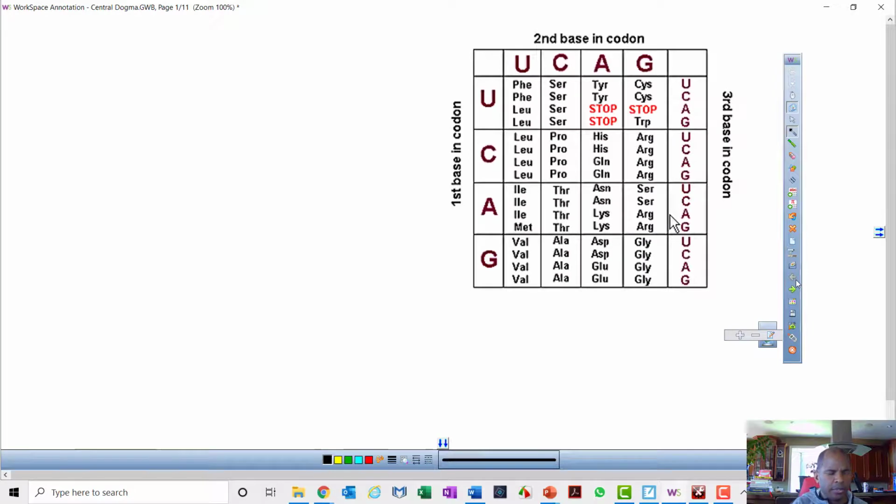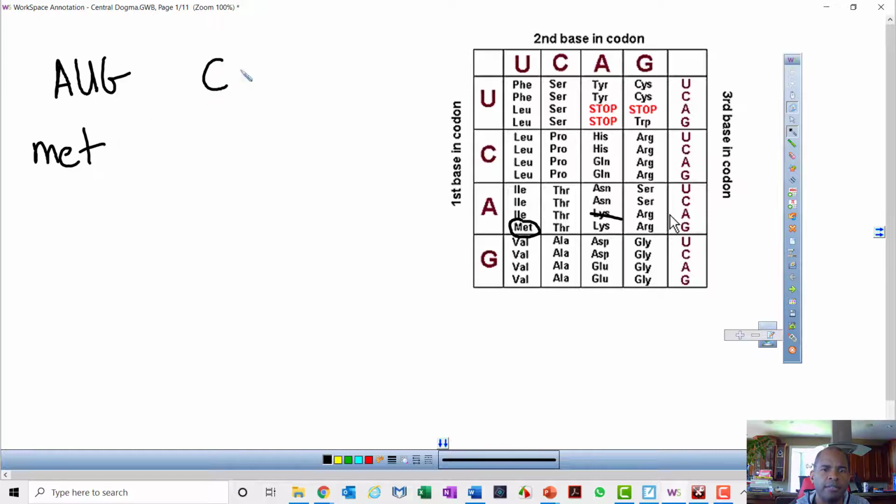So here I have the genetic code table, and let's say we have a code sequence that says AUG, and I want to know what amino acid that represents. So I go to the first base, A, I go to the second base, U, and I go to the third base, which is G. And so that ends up being methionine.